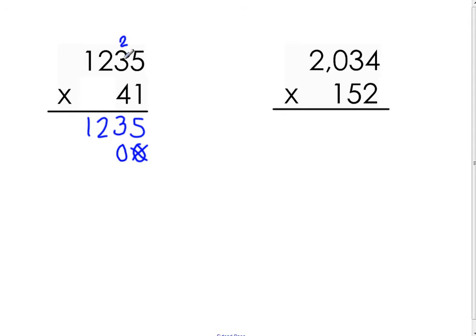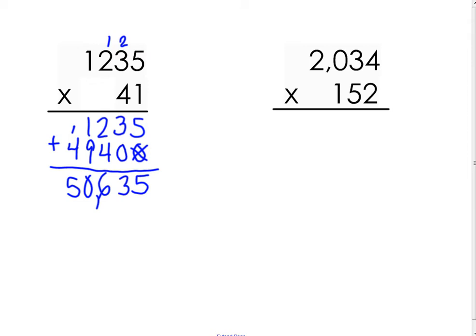4 times 3 is 12, plus 2 more is 14. Put the 4 from the 14 here and regroup the 1 in the hundreds place since we're working in this place now. 4 times 2 is 8, plus 1 more is 9. And 4 times 1 is 4. We're going to add these two products together, and we get 10, regroup the 1. 50,635.